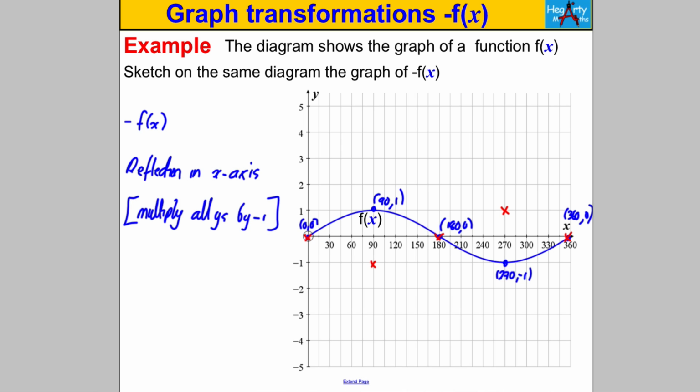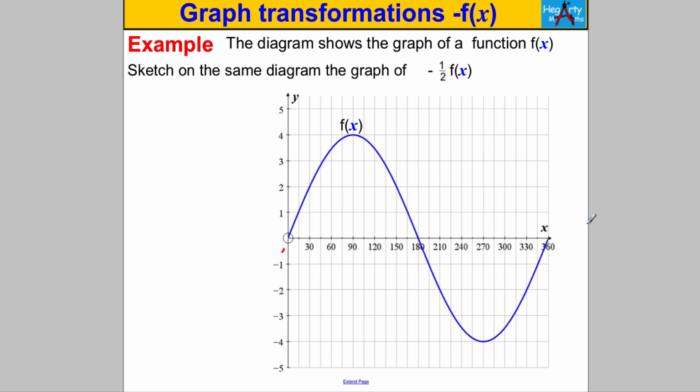And as you can see here, I'm going to join these up. You can see, as we talked about, the blue curve has been reflected in the x-axis. It's done exactly what we thought before. And I'm going to put in the key points here. This here is 90, negative 1, and this point here is 270, positive 1. And the red line shares the same 0, 0, 180, 0, and 360, 0, and we're done.